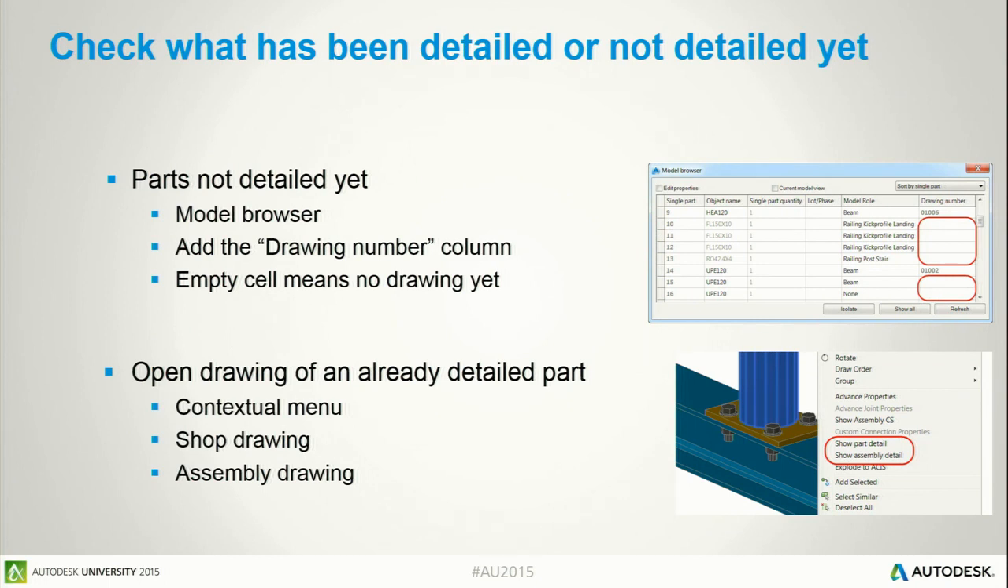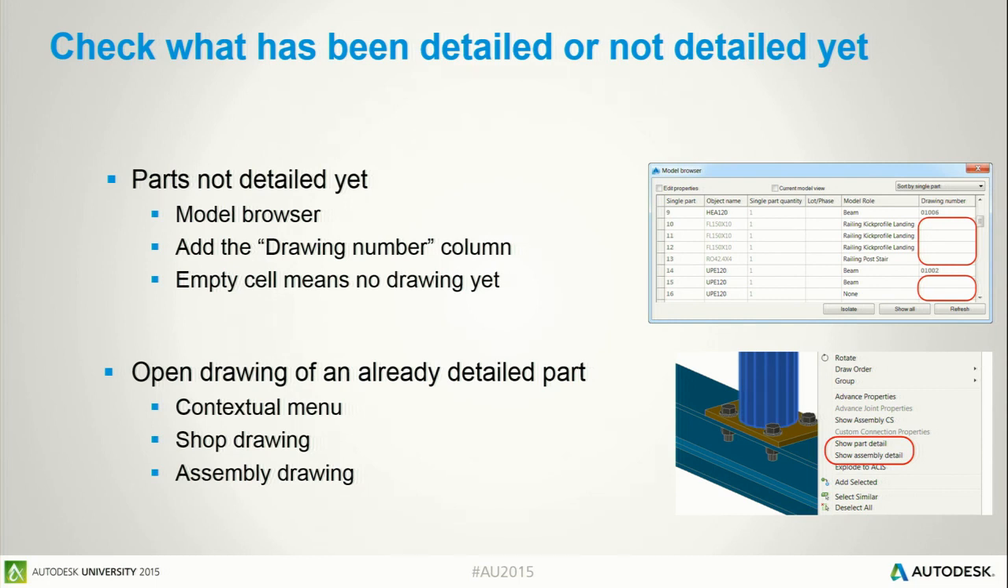Just some additional tools. For example, sometimes you would like to know if you created the shop drawings for all your parts or not, and if not, which are the parts which have not been detailed yet. And there is a way to know that. It's using the model browser, adding a column which is going to give you the drawing number, and for parts which have no drawing number, it means the drawing has not been created yet.